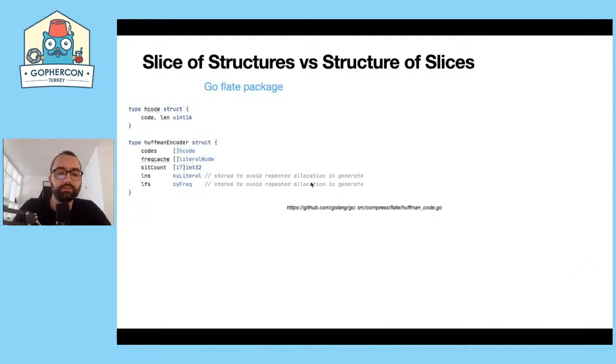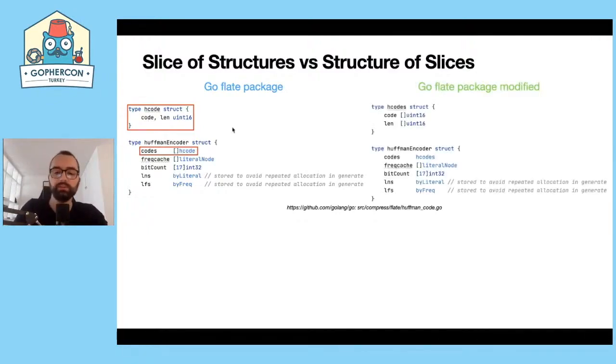So here, that's the current implementation we have in Go, right? And there is this little guy here called hcode. And basically what we see here is a slice of structure, right? Containing two elements, code and len. And on the right-hand side, it's my modification.